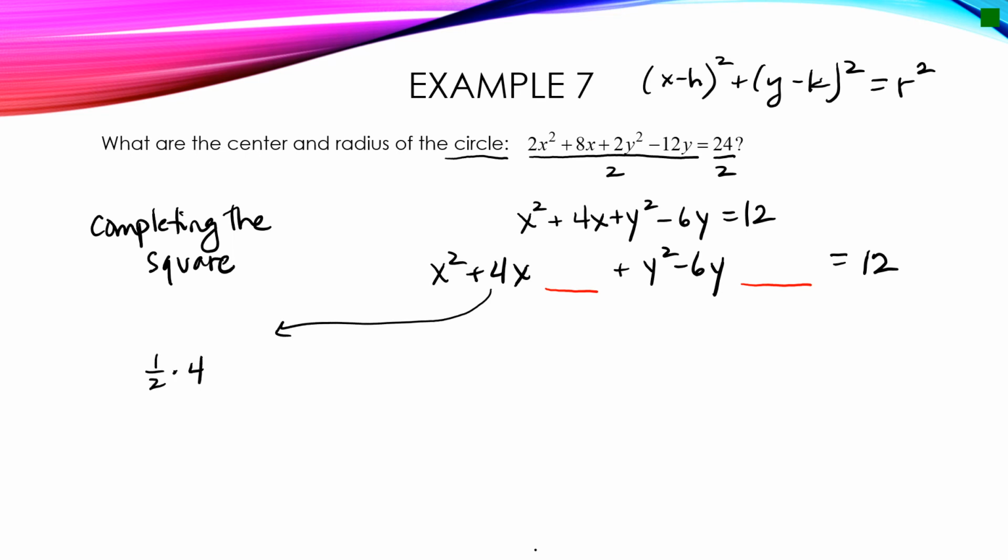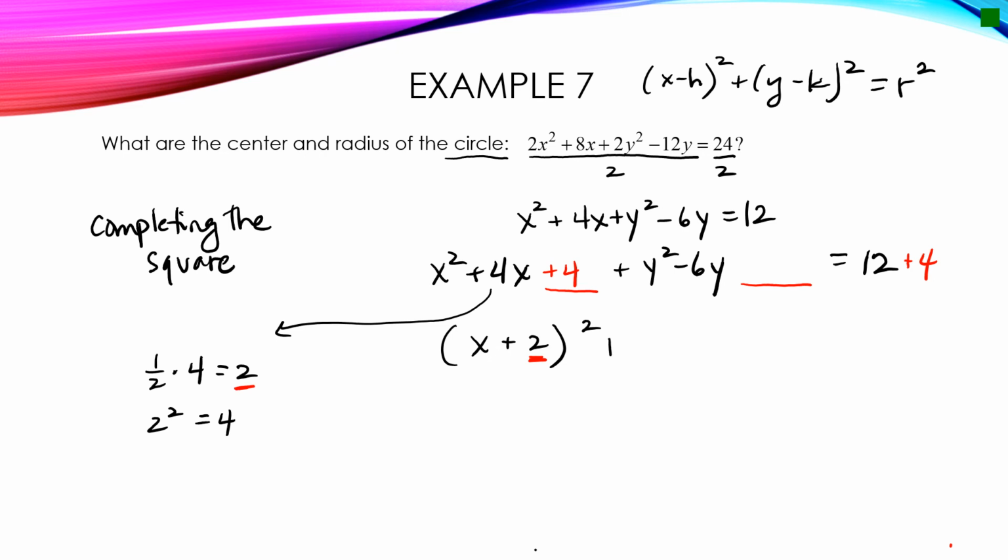I'm going to take half of 4, which is 2, and then I'm going to square that 2 to get 4. That 4 is what I'm going to add to get my perfect square binomial. Now if I add 4 on the left, I have to add 4 on the right. Now let me show you what happens here. x squared plus 4x plus 4 factors to (x plus 2) to the second power. And what's really nice is that this 2 comes from the number that I took half of. That'll always be the case.